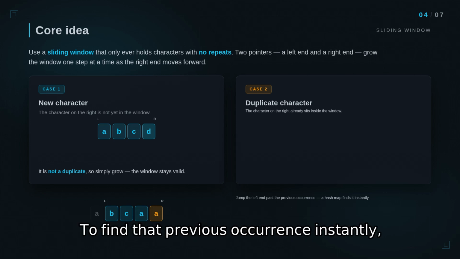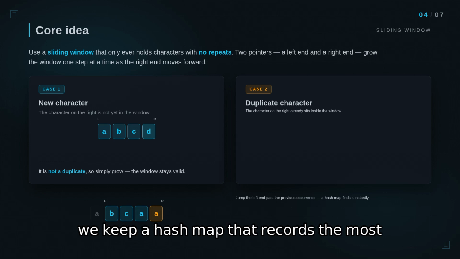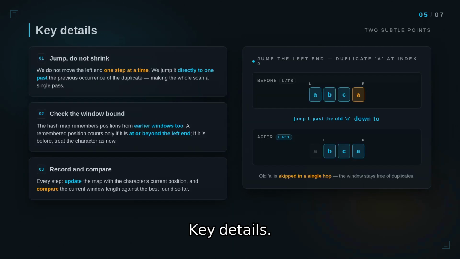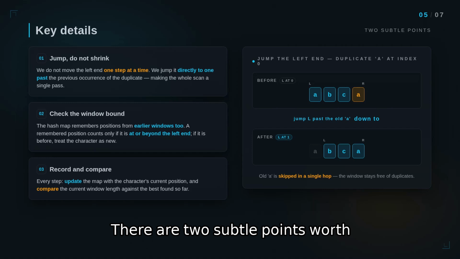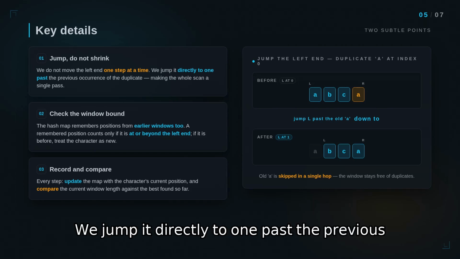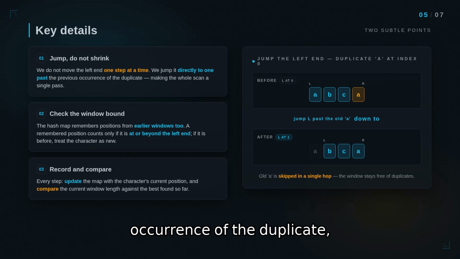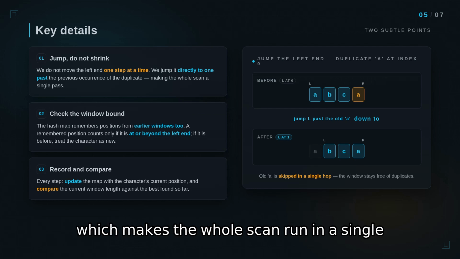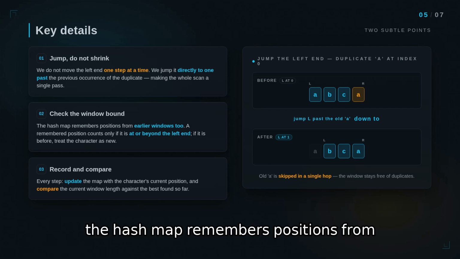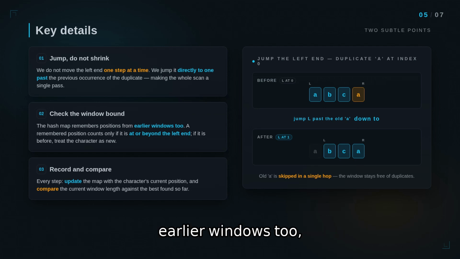To find the previous occurrence instantly, we keep a hash map that records the most recent index of every character we have seen. Key details. There are 2 subtle points worth highlighting. First, we do not shrink the left end 1 step at a time. We jump it directly to 1 past the previous occurrence of the duplicate, which makes the whole scan run in a single pass.